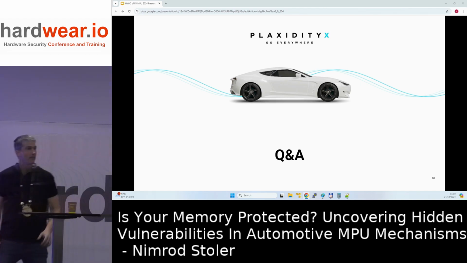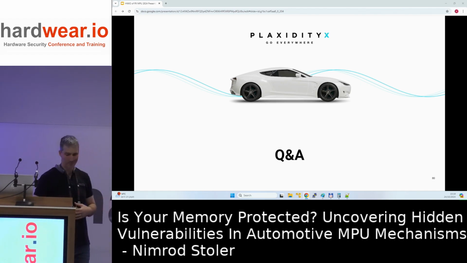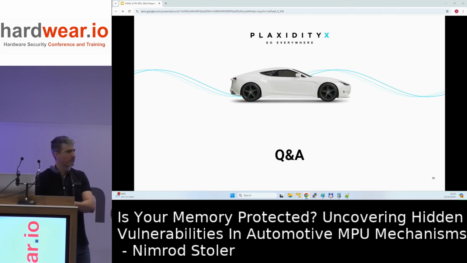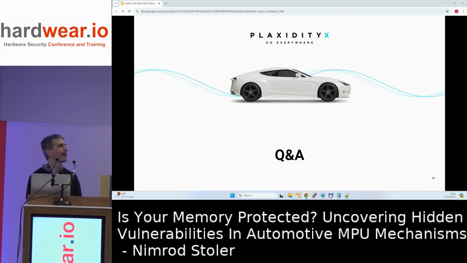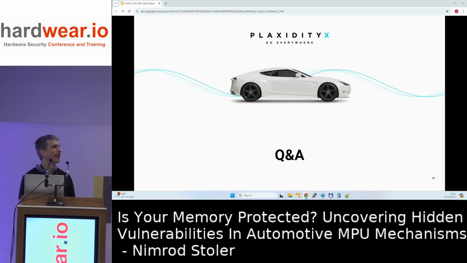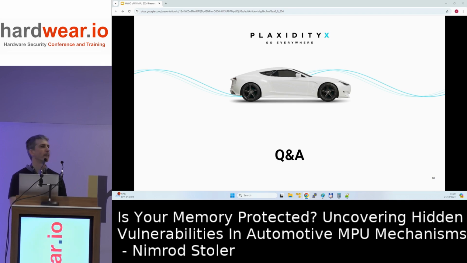Thank you for the talk. I wanted to ask, on the NXP chip and also the ST chips, would it be possible to use another page of the SMPU to protect the GVLD bit as a countermeasure?